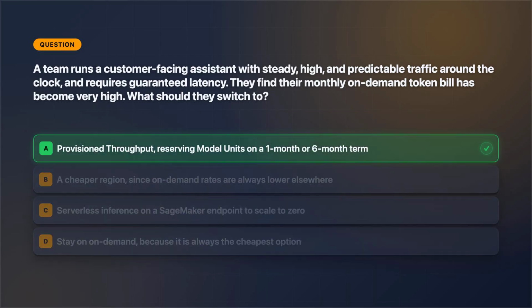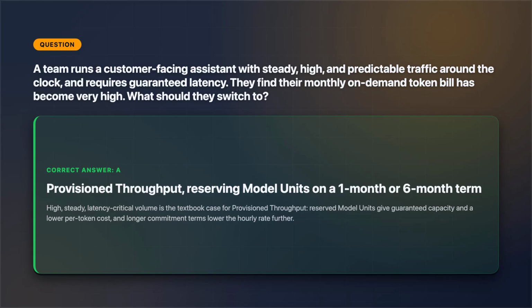The right call here is A. High, steady, latency critical volume is the textbook case for provisioned throughput. Reserved model units give guaranteed capacity and a lower effective per token cost, and a longer commitment lowers the hourly rate further. Option D is the wrong mental model. On-demand is not always cheapest once volume is high and predictable.